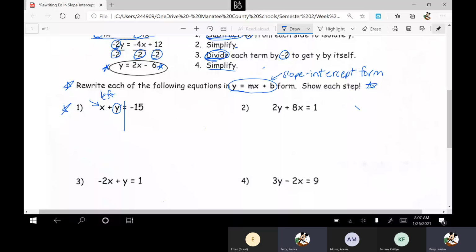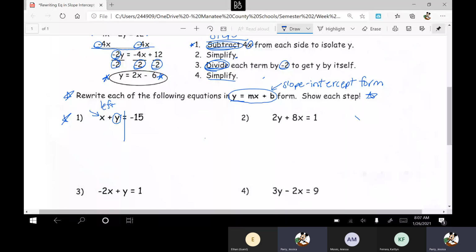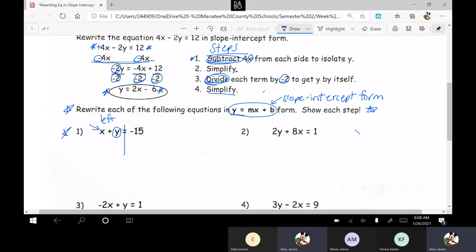To do that, you can see your steps here. Step one was to subtract 4x from each side. The reason we subtracted the 4x was because it was a positive 4x. Same thing here for number one. This is a positive x, so we're going to do the opposite of positive x, which is negative x, or another way to say that is minus x. So we're going to do the opposite to move it to the other side. So these cancel out.